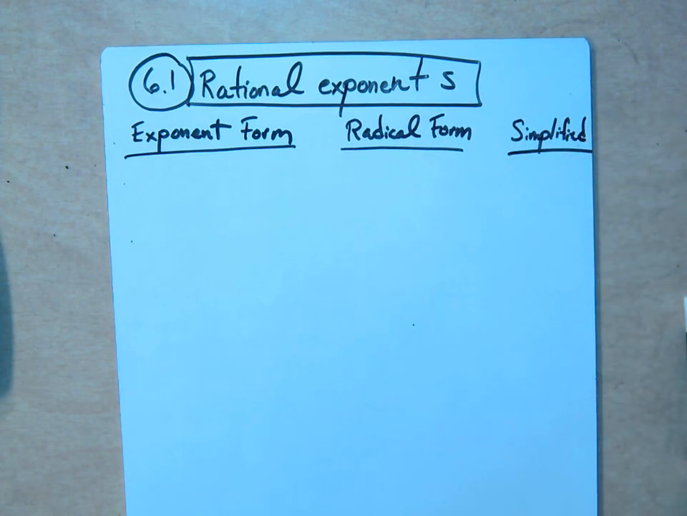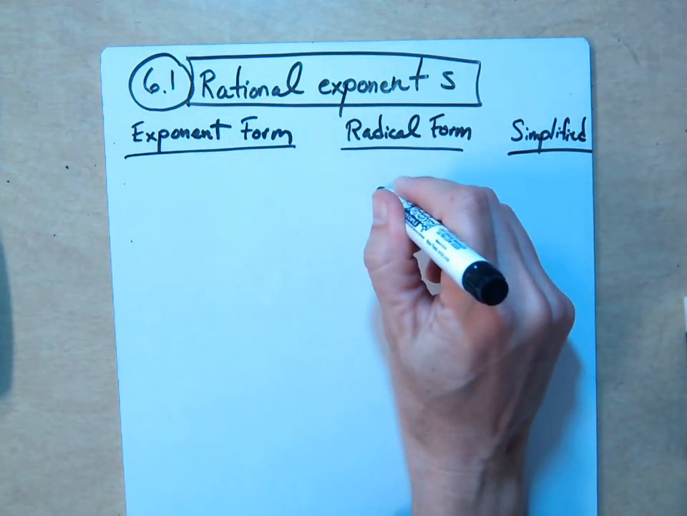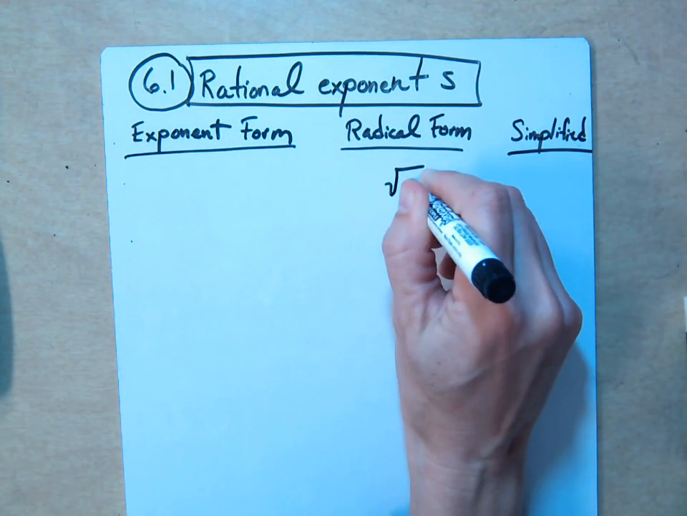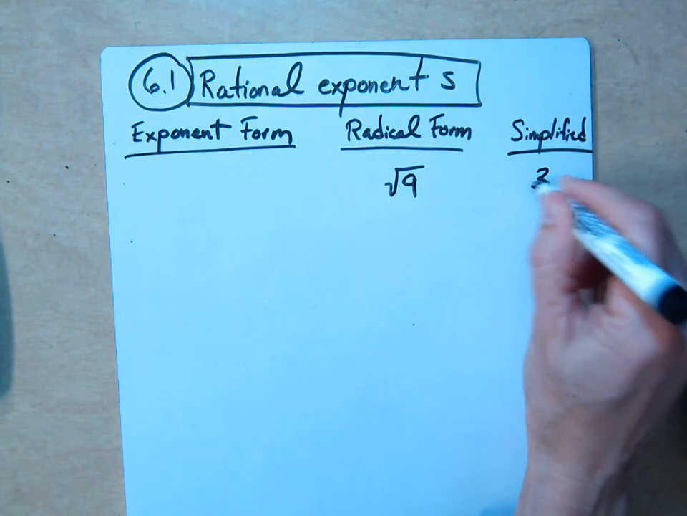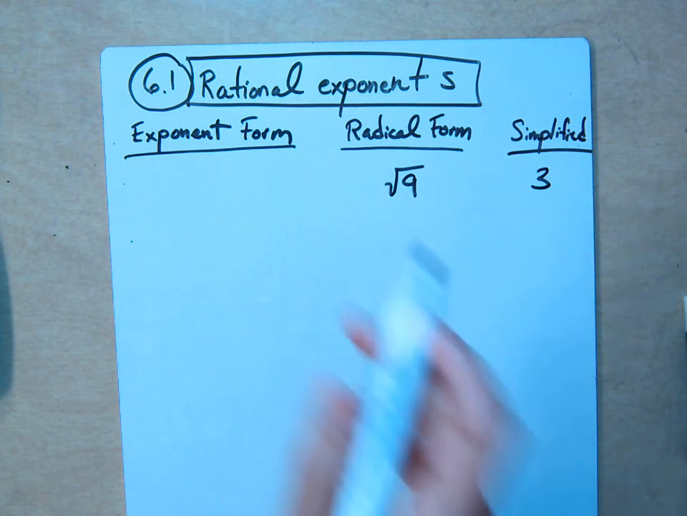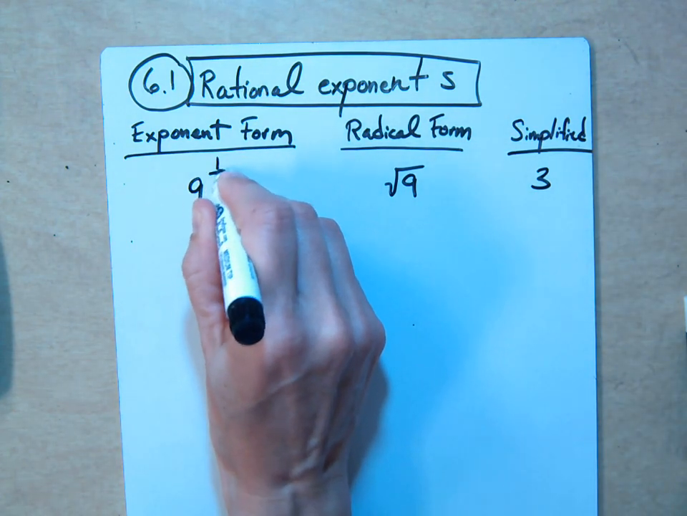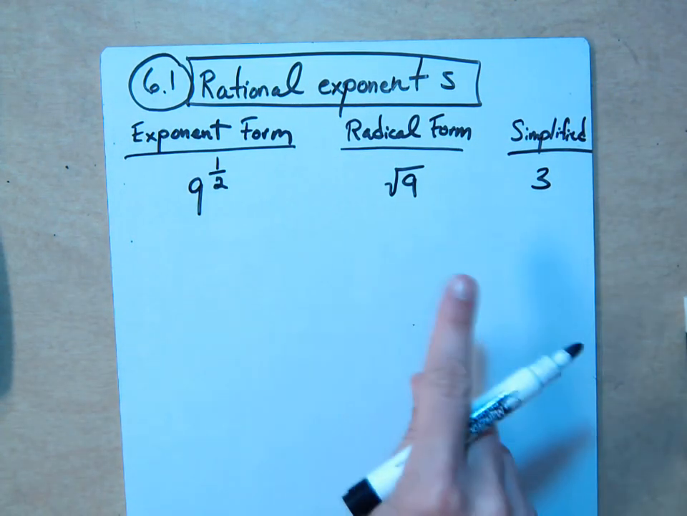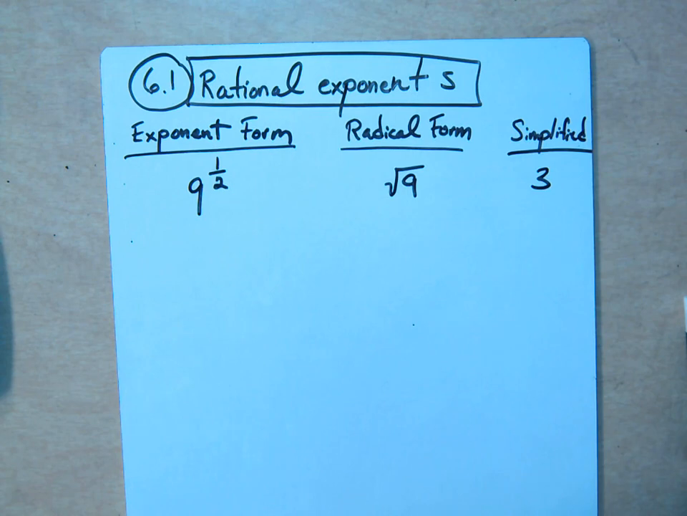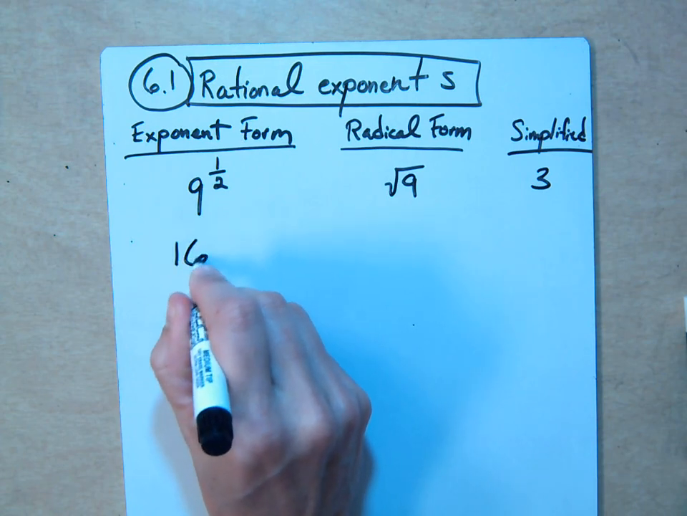So for example, you know what the square root of 9 is. The square root of 9 simplified is 3. So you've seen this before, but you might not be as familiar with writing it like this: 9 to the 1/2 power. And all those are equivalent. 9 to the 1/2 power means the square root of 9, and of course that is 3. I'm going to do some more examples, and you'll see the pattern.